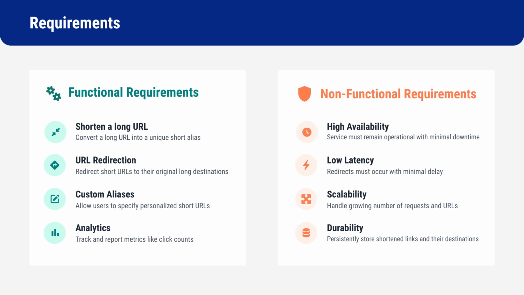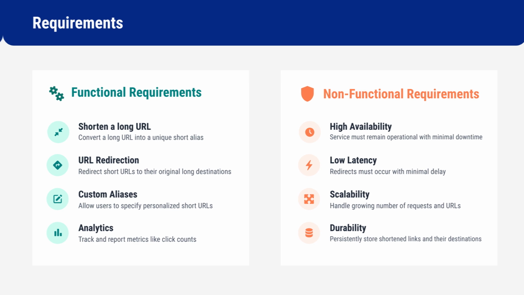Now, before we jump into architecture, let's talk requirements. Functionally, we need four things. Shorten a long URL. Redirect users from the short one to the original. Support custom aliases. And collect analytics, click counts, and maybe locations. Non-functional requirements are just as important. It has to be highly available, always up. Low latency because nobody wants to wait for a redirect. Scalable to handle billions of links. And durable, meaning we never lose a mapping. These four pairs define the backbone of our system design.